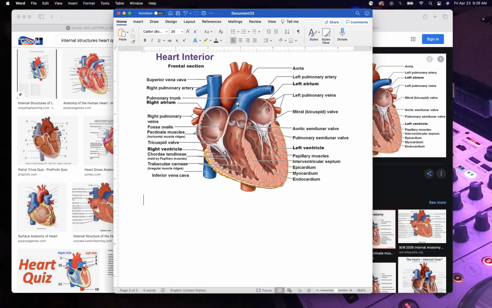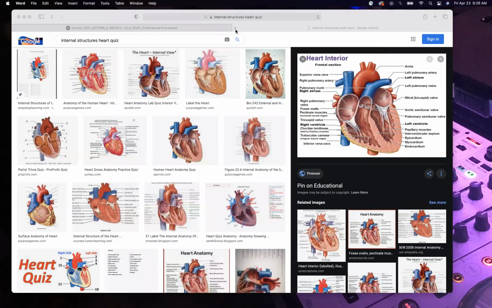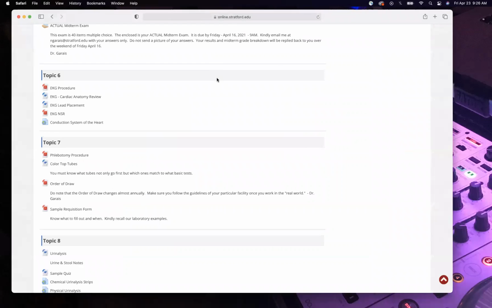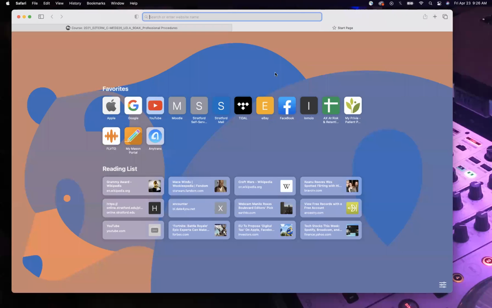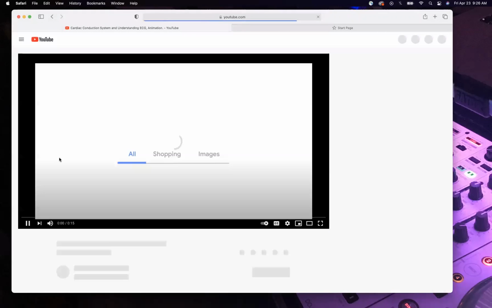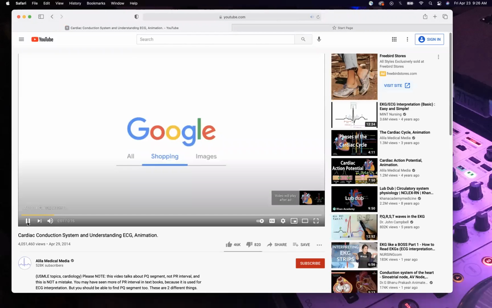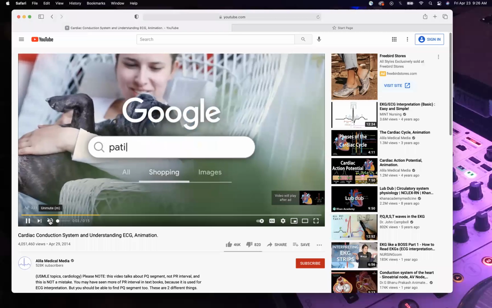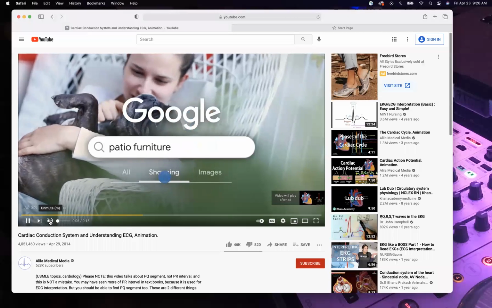Now that we're in the internal structures, let's now talk about the main star of what we want to talk about, which is the conduction system of the heart. And there's this lovely video right here, which I use in at least 4 different classes. And it's the same video. It's the same animation.